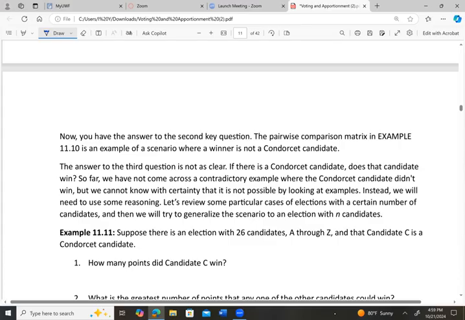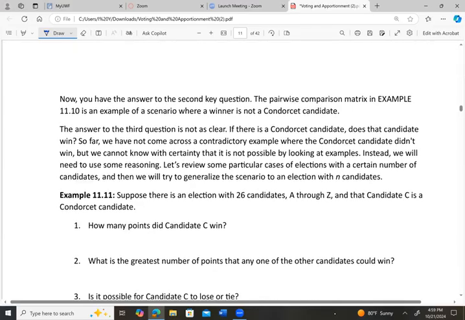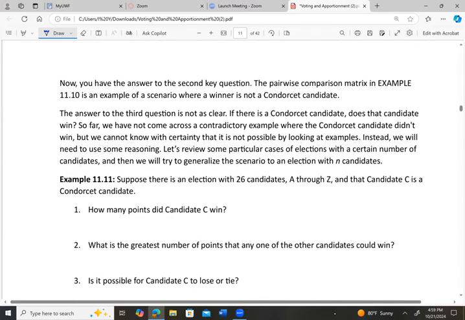So far, we have not come across a contradictory example where the Condorcet candidate didn't win, but we cannot know with certainty that it is not possible. By looking at examples, instead, we will need to use some reasoning. Let's review some particular cases of elections with a certain number of candidates, and then we'll try to generalize the scenario to an election with n candidates.